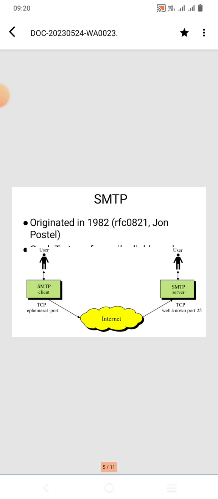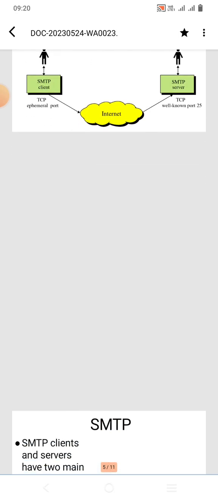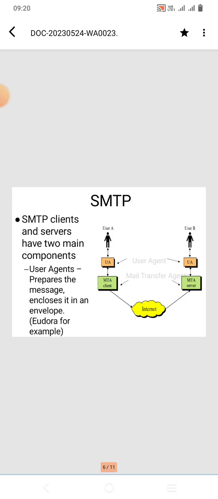A communication should be established between the SMTP client and the SMTP server. They interact with each other with the help of a port at the client side, which is called a TCP ephemeral port, and a port at the server side, which is the well-known port. Thus the communication takes place via the internet.